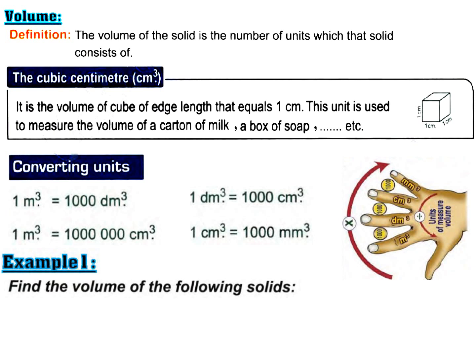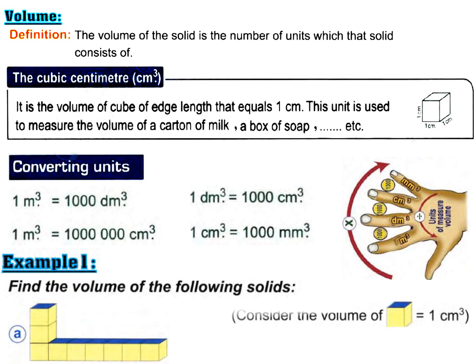Find the volume of the following solids. As we know the definition of volume, if I want to know the volume of any solid, I must count the number of units which this solid consists of. So I will count this figure. I have a solid consisting of 1, 2, 3, 4, 5, 6, 7, 8, 9. 9 units.